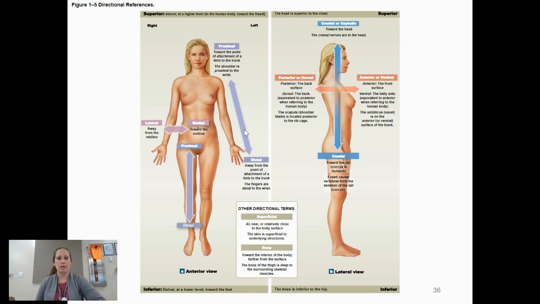Last set of terms are located down here on the box there. You can see superficial and deep. Superficial and deep, we use this for wounds, we use this for burns, we use this for layers of the skin. Superficial refers to anything close to the surface. Deep means obviously the opposite, further away from the surface. So in our first unit after this one, our first body system unit after this, we'll talk about the different layers of the skin and talk about who's superficial and who is deep.